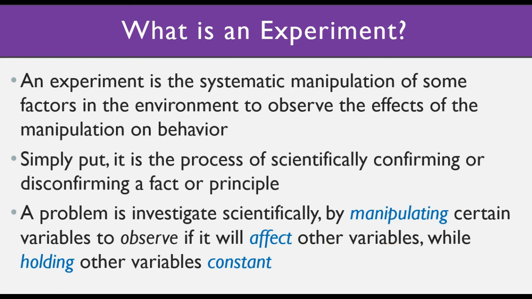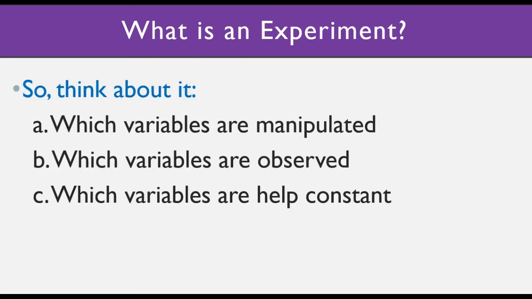Okay, so with this, while we are manipulating, tinitingnan natin kung nakakaapekto, dapat nire-remain tayo na constant. What are these constant? Other variables constant, meaning to say, kung naglagay tayo ng experiment sa isang bagay, dapat hindi siya nahaluan ng iba. Okay? Later, I will discuss kung what are these constant variables. So, think about it. Which variables are manipulated? Which variables are observed? Which variables are held constant? Okay? So, which variables are manipulated? Sinasabi dito na ito ang independent variable. Okay? Ito yung minamanipula natin, kasi ito yung ibinibigay natin sa participants. Which variables are observed? Ito yung dependent variable.